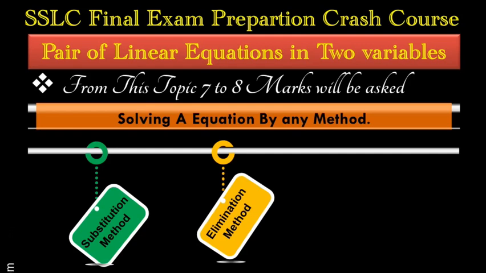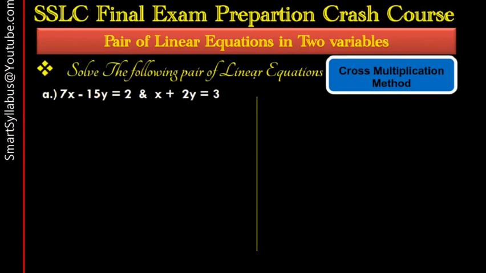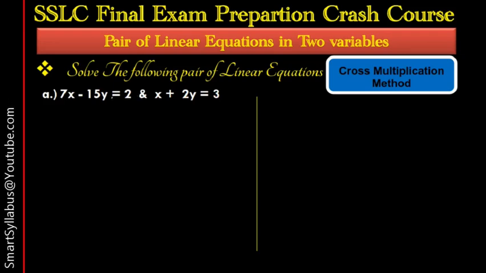So today in this video, dear students, we are going to learn the third and the last method of solving the linear equations, and that's the cross multiplication method. By solving by this method, today we'll come to know whether cross multiplication method is better than elimination method. So students, the first question is 7x minus 15y equal to 2, and x plus 2y equal to 3. Hope you remember the same sums we are using for all the 3 methods.